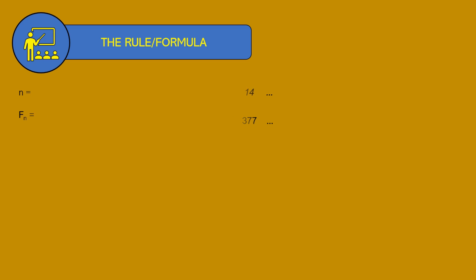Now, let's look at this table. Here are the terms: first term, second term, third term, fourth term, and so on. F of n here are the terms of the Fibonacci sequence. 1 is the first term, 1 is the second term, 2 is the third term, 3 is the fourth term, 5 is the fifth term, 8 is the sixth term, 13 is the seventh term, and so on and so forth. So what is then the formula or the rule of the Fibonacci sequence?